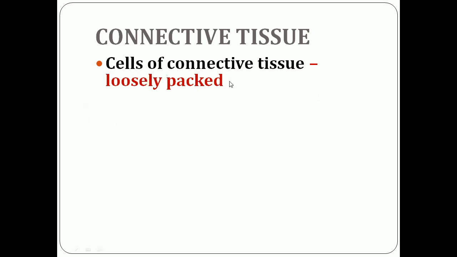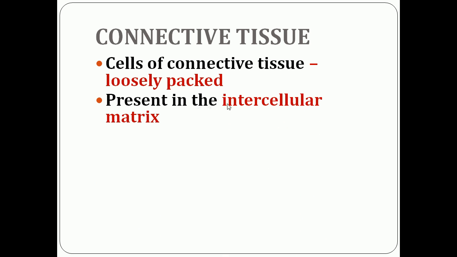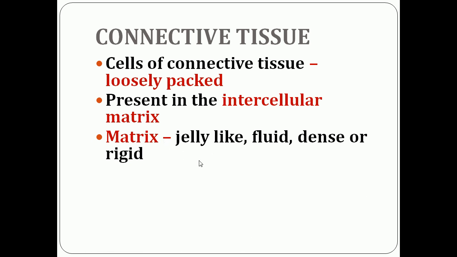The cells of connective tissue are loosely packed. They are present in the intercellular matrix. Intercellular means between the cells. It is available in the form of a matrix. The matrix will be jelly-like or fluid in nature, or it will be dense or rigid. Understood, children? Connective tissues are loosely packed cells present in the intercellular matrix.